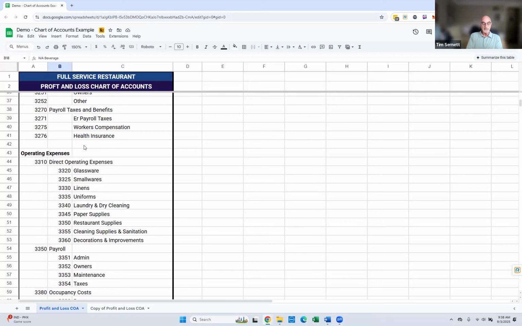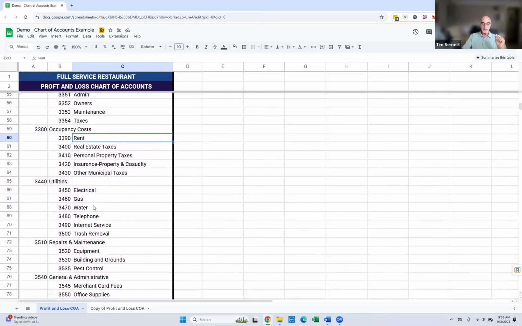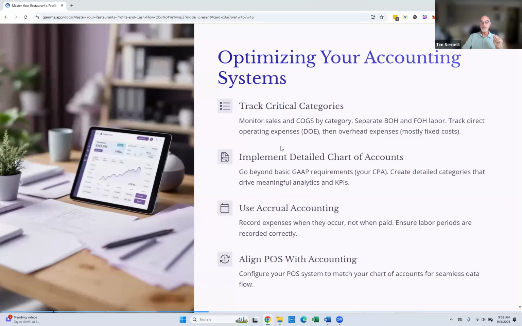Below that are your operating expenses, and the first category that we put up there is direct operating expenses. And those are the expenses that you actually can influence on a month-to-month basis: glassware, smallwares, linens, and so on. And then below that, we get into more of the admin expenses and some fixed expenses. Rent, you cannot necessarily influence on a month-to-month basis. It's fixed, probably on a 3-year lease. It doesn't change from one month to the next, unless you're on a percentage rent. Utilities, it's pretty hard to influence those. So that's a detailed chart of accounts to match your restaurant so that you can track the right metrics and the right key performance indicators.